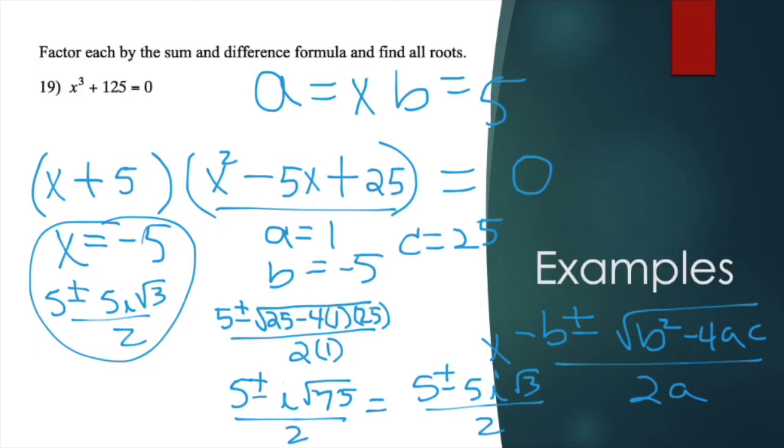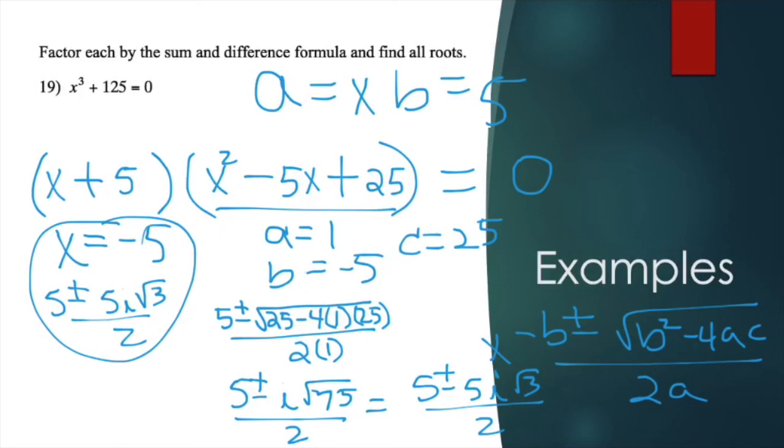It doesn't cross the x-axis at those points. It's just one of those bouncy ones in the middle. So x would equal negative 5 comma 5 plus or minus 5i times the square root of 3 all over 2. We just write that chunky thing? Yes.